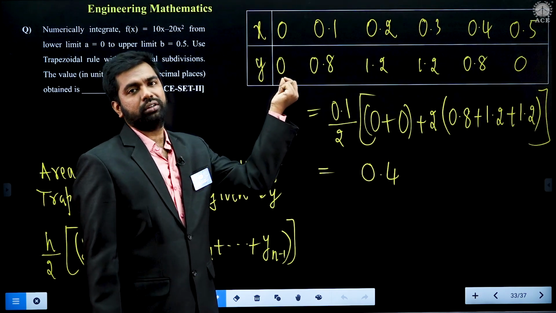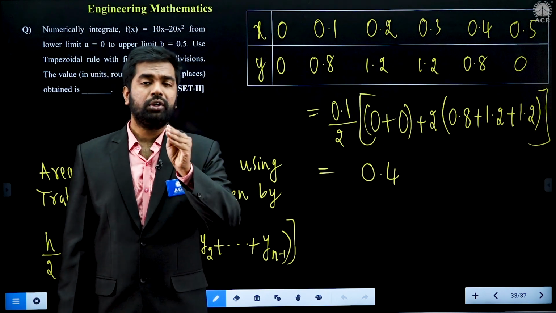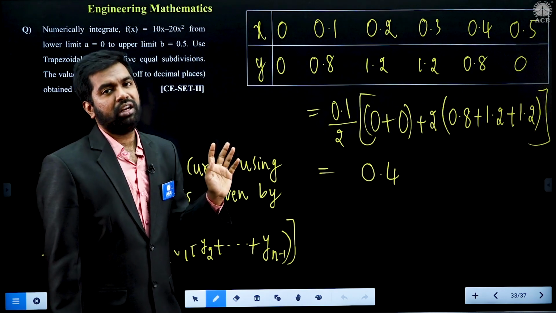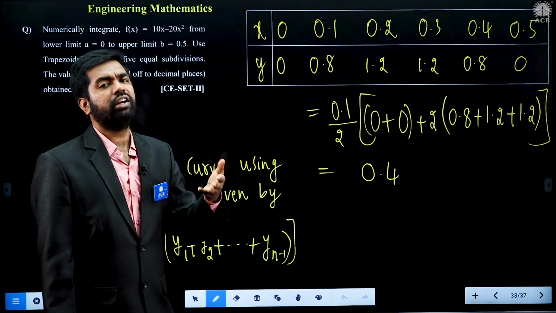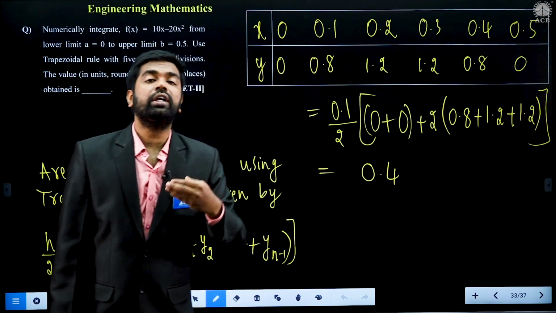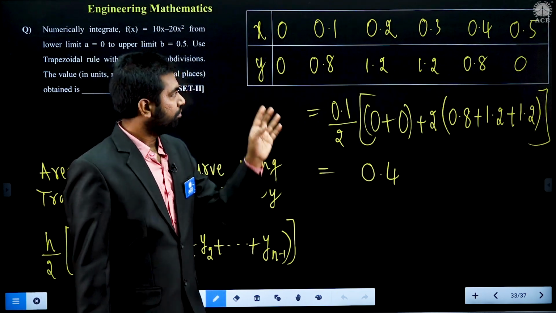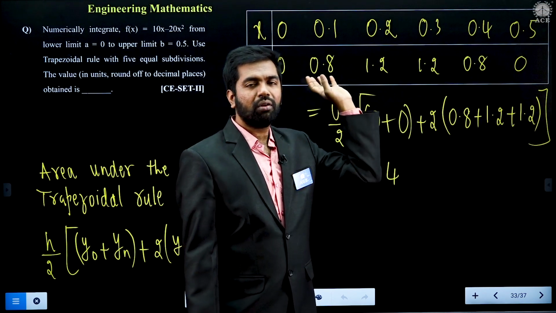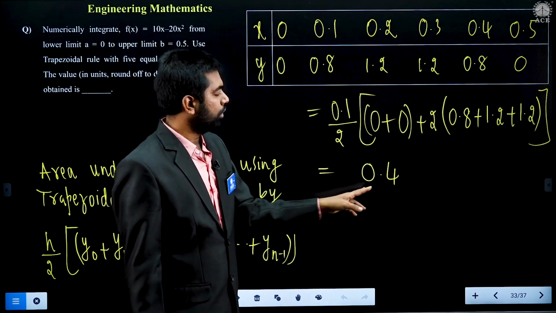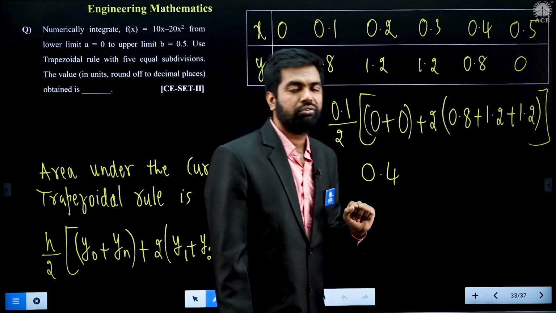How do you find y naught? Y naught is simply substitute x naught into the function. That is 10 into 0 minus 20 into 0 square. Obviously that would be 0. In the same way, find y1. How do you find y1? 10 into 0.1 minus 20 into 0.1 square. Use your virtual calculator. Fill this table. Once you fill this table, put all the values into the formula. So when you put this, what you get is 0.4. So the answer for this question is 0.4.